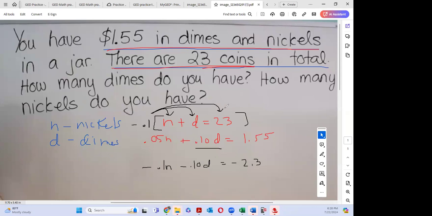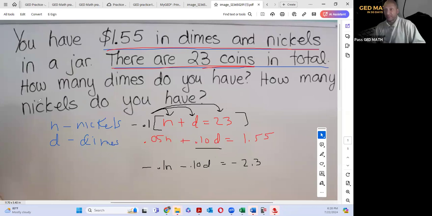Okay, now I have two equations. I'm going to bring this equation down and keep that equation exactly the same, but I'm going to put it right underneath so you see what's going to happen. So I have 0.05n plus 0.10d equals 1.55. You should see right away that the d's cancel.